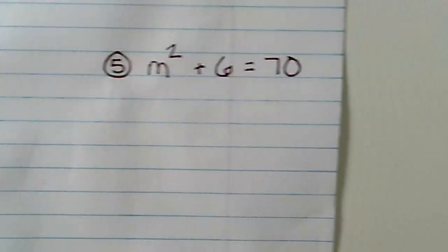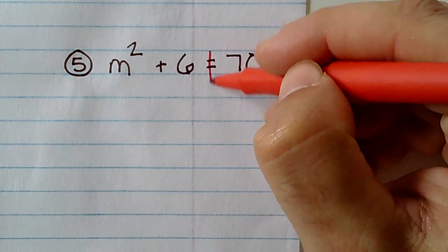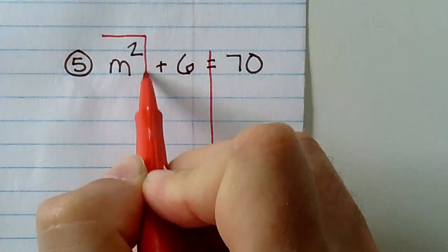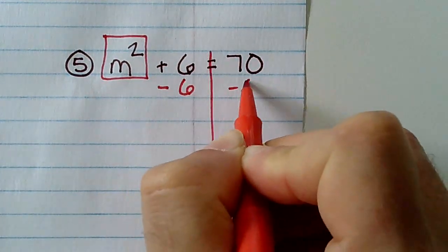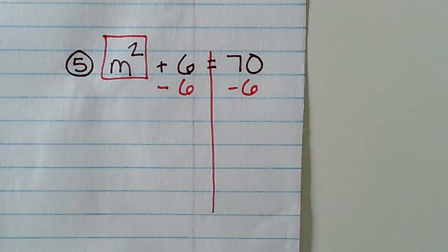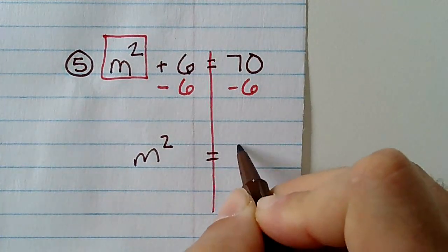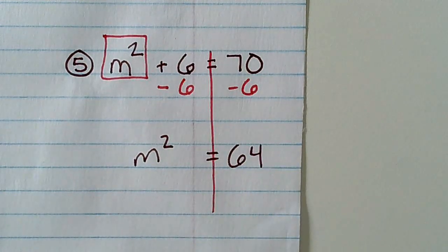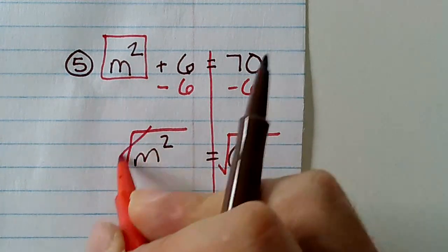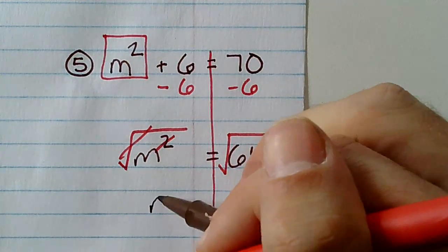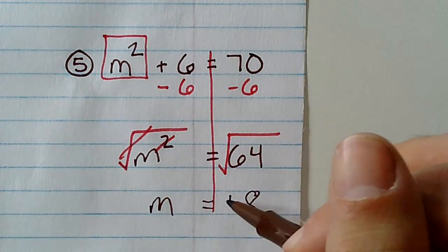Number 5. Line down the equal sign. Box. Undo plus 6, so I take away 6, take away 6. That gives me m squared equals 64. Square root, cancel, cancel. m equals 8, plus or minus.